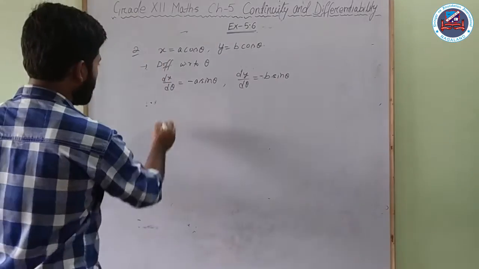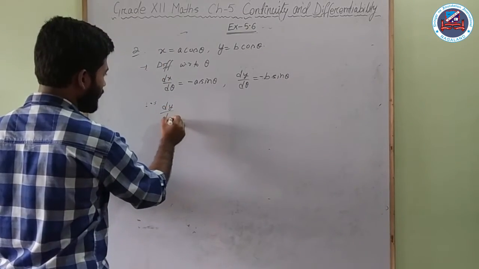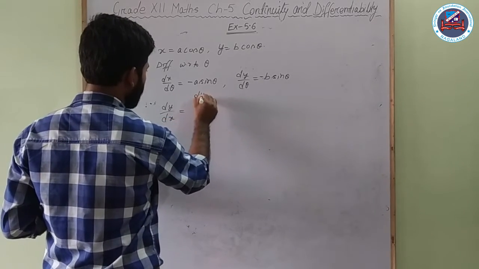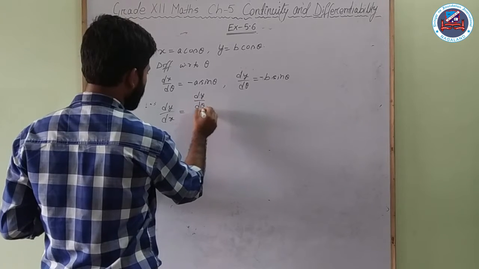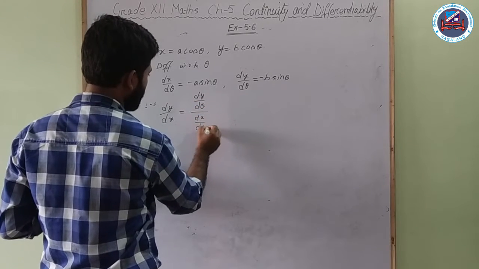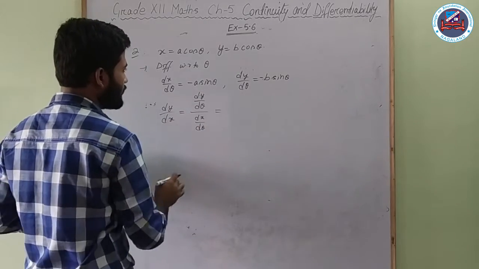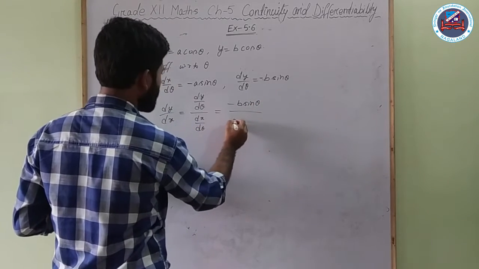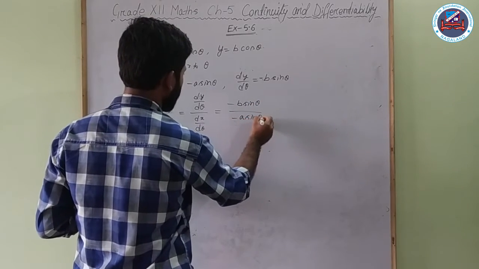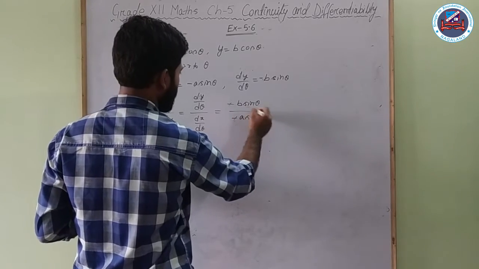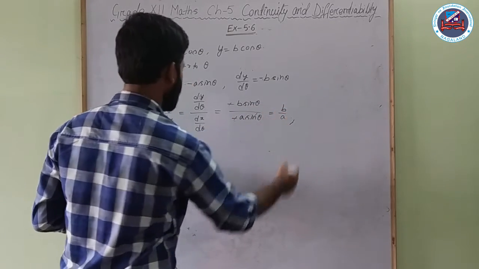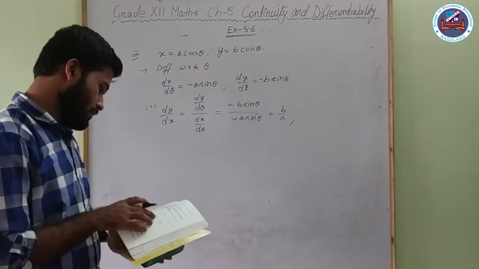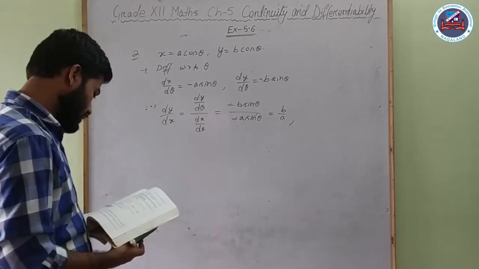Fine. Now, by chain rule, what we need to find? We need to find dy by dx, isn't it? Or d/dx of y. So we can write dy by d theta divided by dx by d theta. What is dy by d theta? It is minus b sine theta. And what is dx by d theta? It is minus a sine theta. I can cancel out the minus and sine, so this will give us b by a. So very easy. This is how we do the differentiation of parametric functions. Now let us see question number 6.